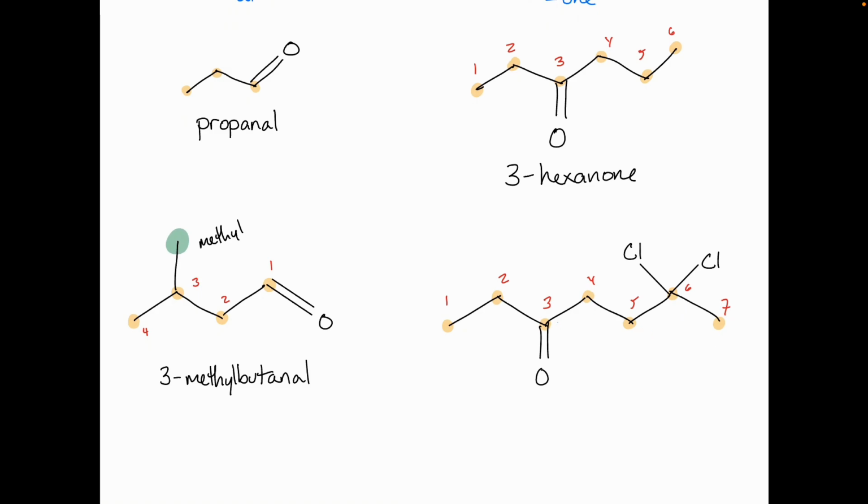I've got these 2 chloro groups. Remember, you've got to indicate the location of both of them, right? So it's not just 6, but 6,6-dichloro, 3-heptanone.